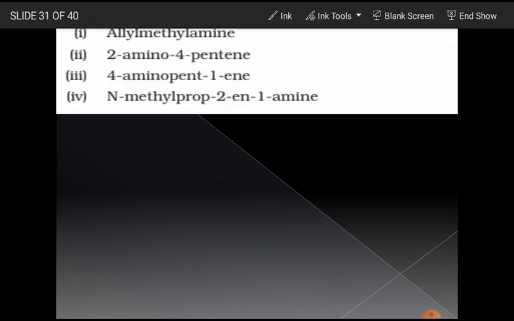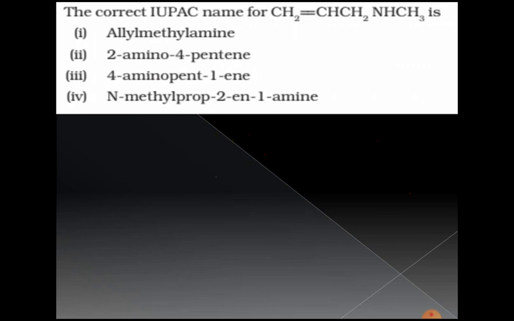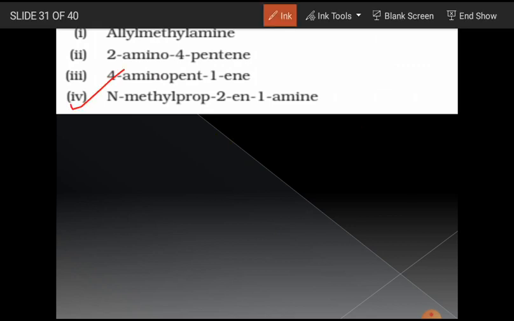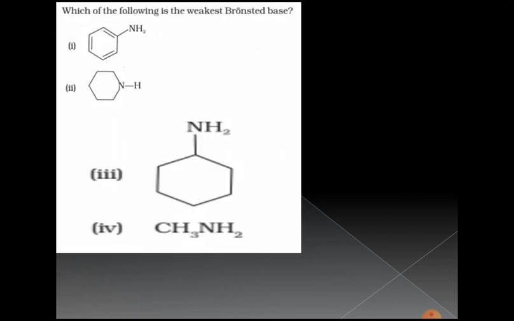What is the correct IUPAC name? So you can try this now. It should be N-methyl prop-2-ene-1-amine. Option number 4 is the answer. Let us now move on to the next question.